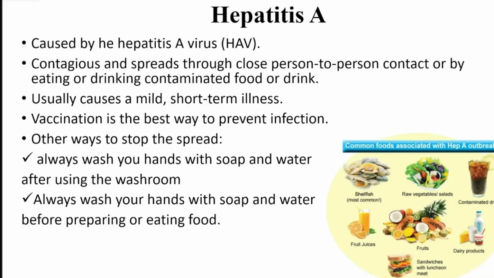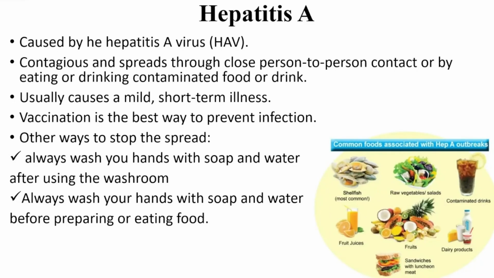So with hepatitis A, it's obviously caused by the hepatitis A virus. It's mostly spread through close person-to-person contact or by eating or drinking contaminated food or drink, as I mentioned earlier on. Usually the illness, in the short term, is mild. And as I mentioned, vaccination is the best way to prevent the infection. Most of the time, people don't even come to the hospital to test for hepatitis A, because even though it's common in our setting, it's not that common. People are mostly worried about hepatitis B and C, because those are the more serious infections.